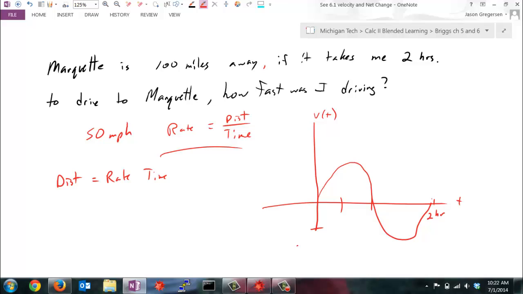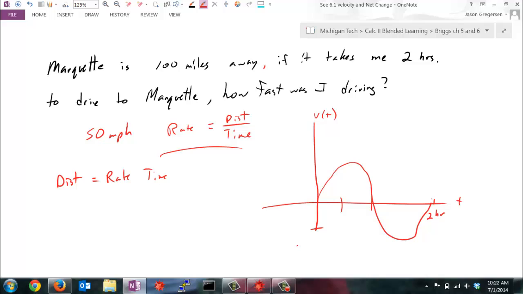Well, velocity has a direction component, exactly. So I'm going backwards. I got halfway to Marquette, I turned around, and now I'm coming back. And then I got back to Houghton. So my displacement is 0, but clearly I've traveled some distance. If I actually want to calculate that distance, what are my options here?